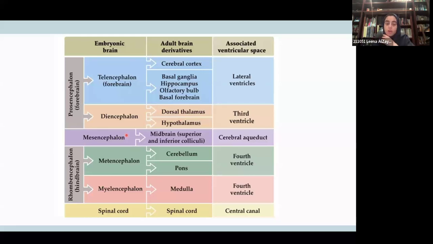And then mesencephalon is for the midbrain and cerebral aqueduct. This is important: cerebral aqueduct for mesencephalon. Then rhombencephalon for metencephalon and myelencephalon. Metencephalon is for the cerebellum and pons and the fourth ventricle. Myelencephalon is for the medulla and the fourth ventricle. So if they ask where the fourth ventricle comes from, you can just say the rhombencephalon. Then the spinal cord, obviously associated with the central canal.